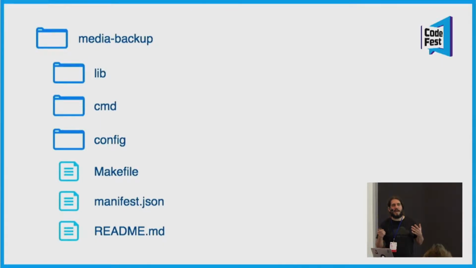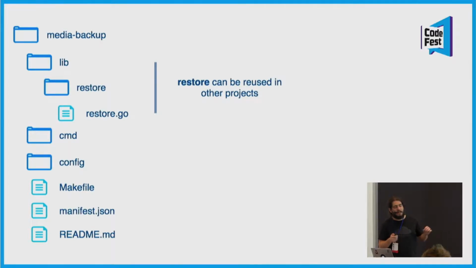Let's see, we want to do backup of media, and this is how we organize a project. We try to have not too much noise, so we isolate everything that can be shared, that can be a reusable Go package, in a lib folder. So in Go you have this thing that if a package is named main, it can only be built, it cannot be shared. So in this case, these are the shareable components.